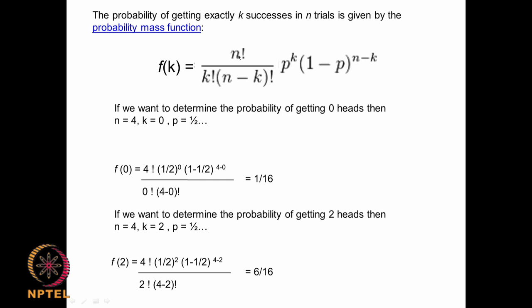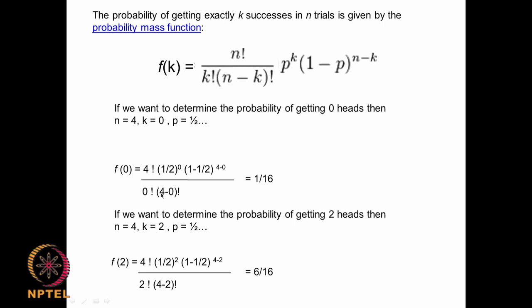N factorial, you all must have studied, n factorial is nothing but n into n minus 1 into n minus 2 into n minus 3 and so on. Okay, so when I put k equal to 0, I substitute here, I will get 4 factorial, and in the denominator I put 0 factorial, then I put 4 minus 0 factorial, half raised to the power 0, 1 minus half raised to the power 4 minus 0, that is what I have written here. Okay, 0 factorial is 1, 4 factorial is 4 into 3 into 2 into 1, so that is 24, half raised to the power 0 is 1, 1 minus half is half, half raised to the power 4.